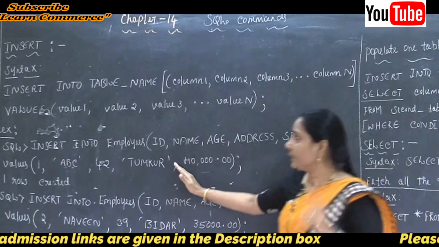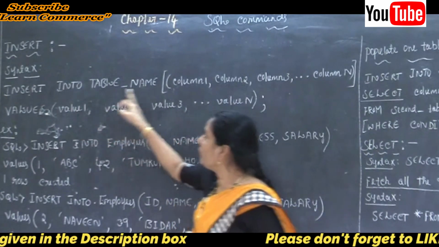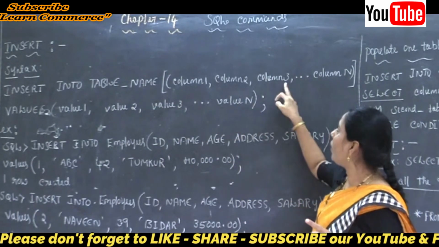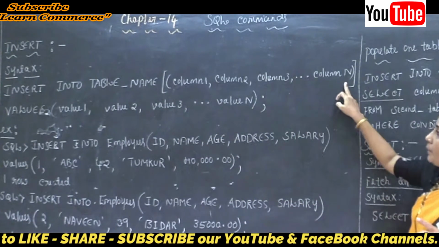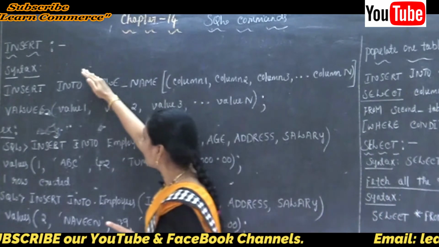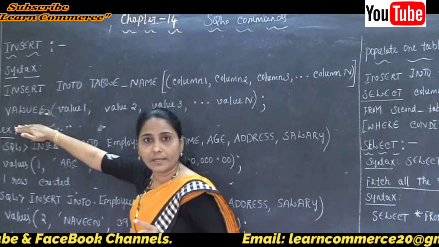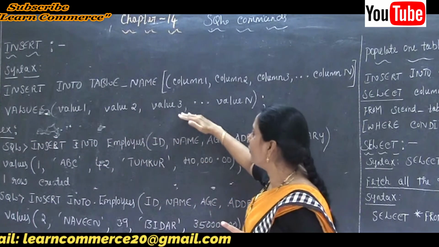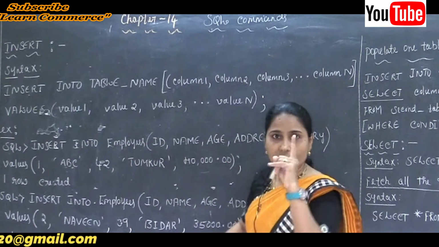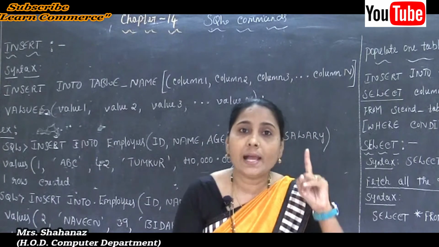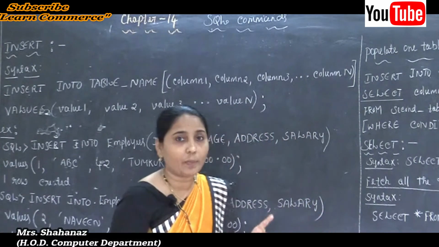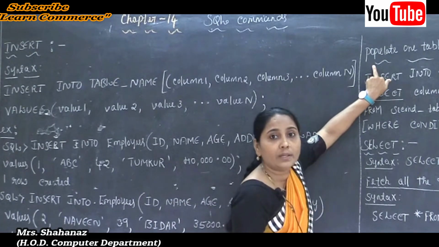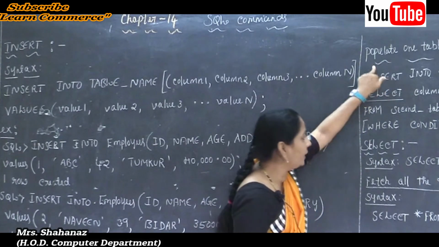The first syntax is insert into table_name, column1, column2, column3, columnN, and next, after using the columns, we need to enter the values: value1, value2, value3 and valueN. So this is the first syntax of the SQL insert into statement, and the second syntax is about populating one table using another table.